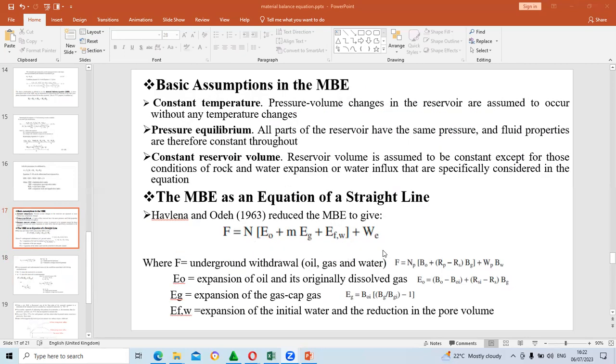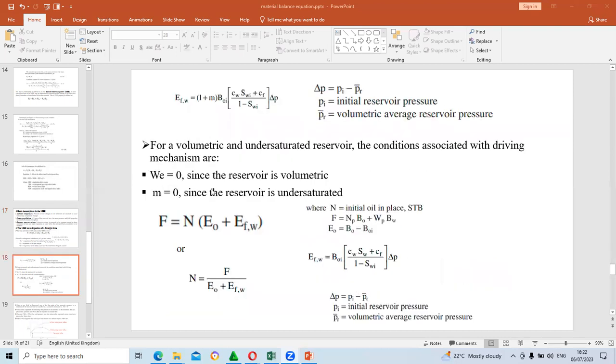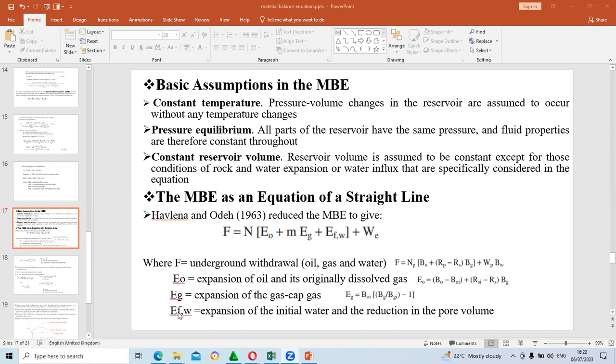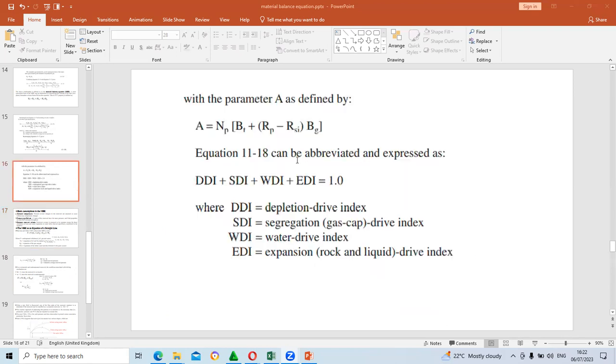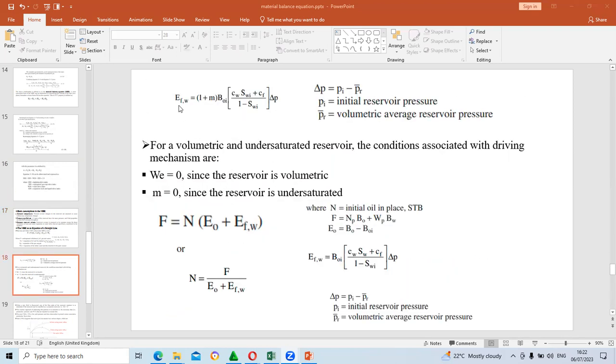So if we have talked about F, EG, and EO, then what is left now is the formula of EFW that takes care of water and the rock expansion. Change in P is just the P at initial reservoir condition minus the P at a particular reservoir condition. So this goes back now. We are now simplifying the equation based on what I've already said.